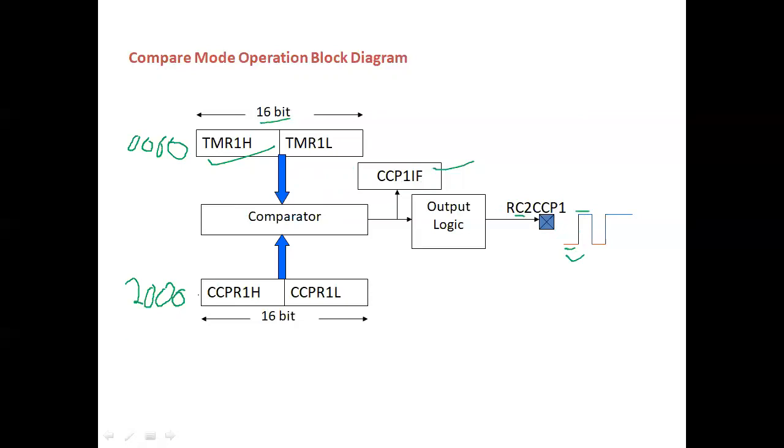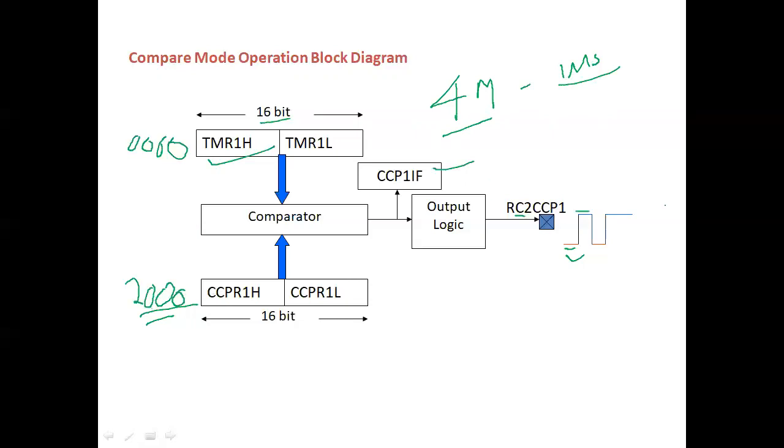In this example, we are setting a count of 2000. Assume your PIC microcontroller is operating at a 4 megahertz frequency. In that case, the time required for one count will be approximately 1 microsecond. So for 2000 counts, it will take 2000 microseconds, which is approximately 2 milliseconds.